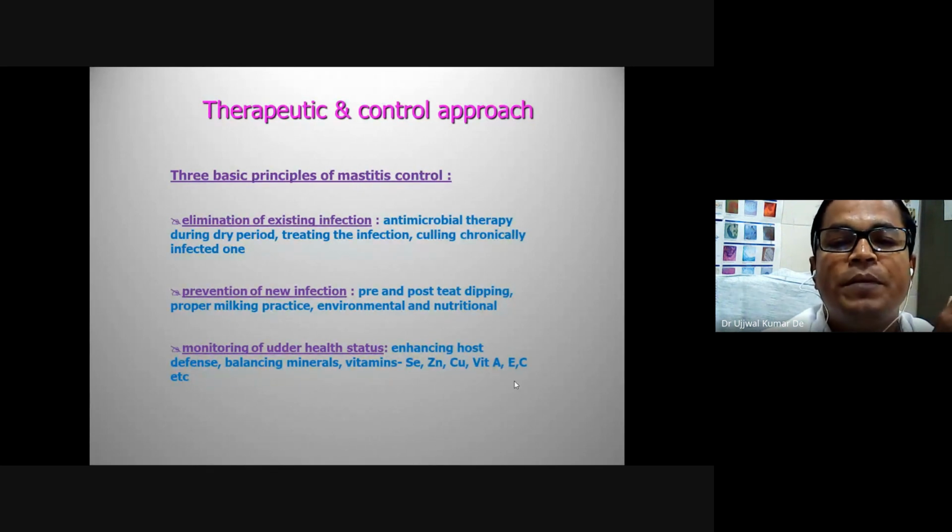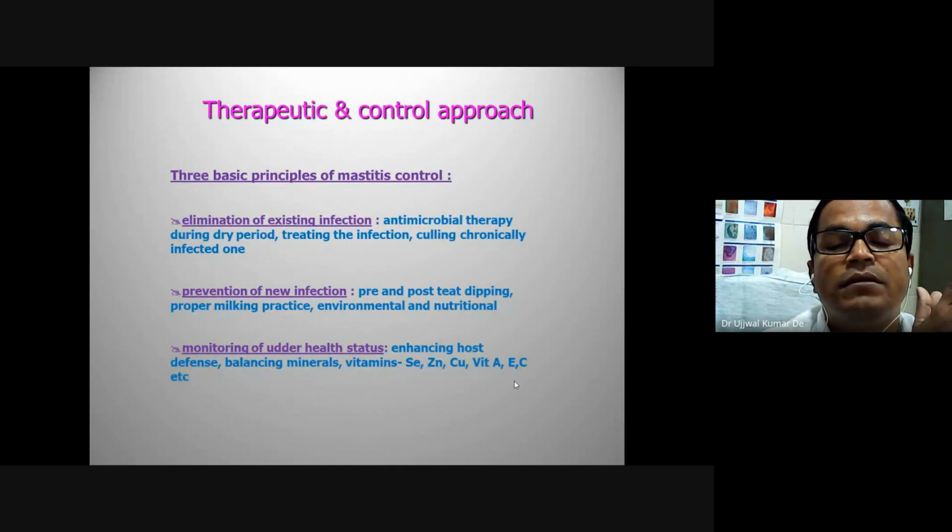The second principle is the prevention of new infections. That means you have to prevent any introduction of new internal infection in your herd. This can be done by pre- and post-teat dipping, proper milking practice, and environmental and nutritional management. Then you have to monitor the herd's health status. If highly lactating animals are there, you check the milk. We can assess herd health by seeing the level of somatic cells in the bulk milk.